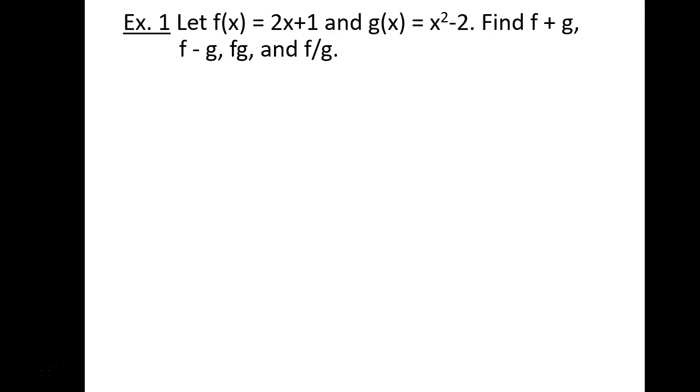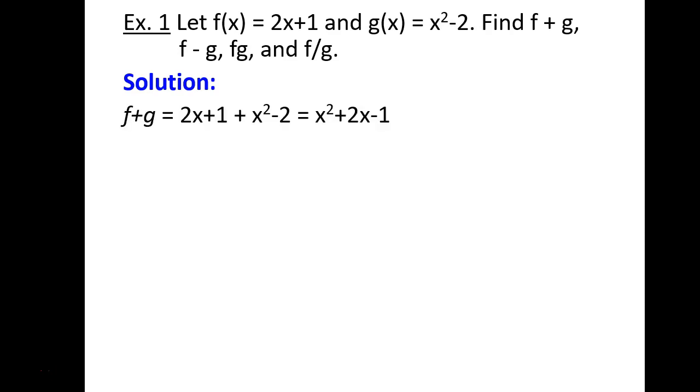Okay, so the question says let f of x equal the function 2x plus 1. Let g of x equal the function x squared minus 2. They want you to find all four combinations: the sum, the difference, the product, and the quotient. So make sure you're writing these on your paper. Try to work along with me. Let's start with f plus g. So that's going to be 2x plus 1 plus x squared minus 2. Combine like terms and simplify it. We get x squared plus 2x minus 1.